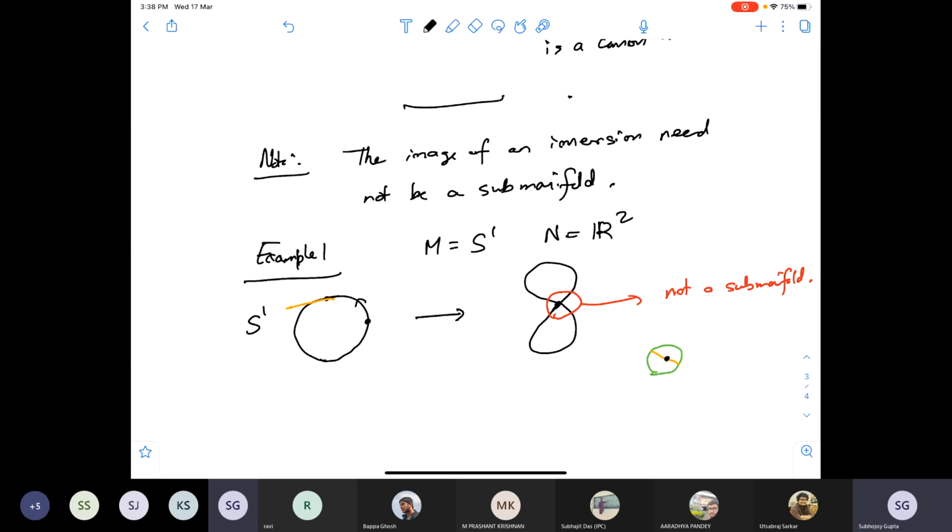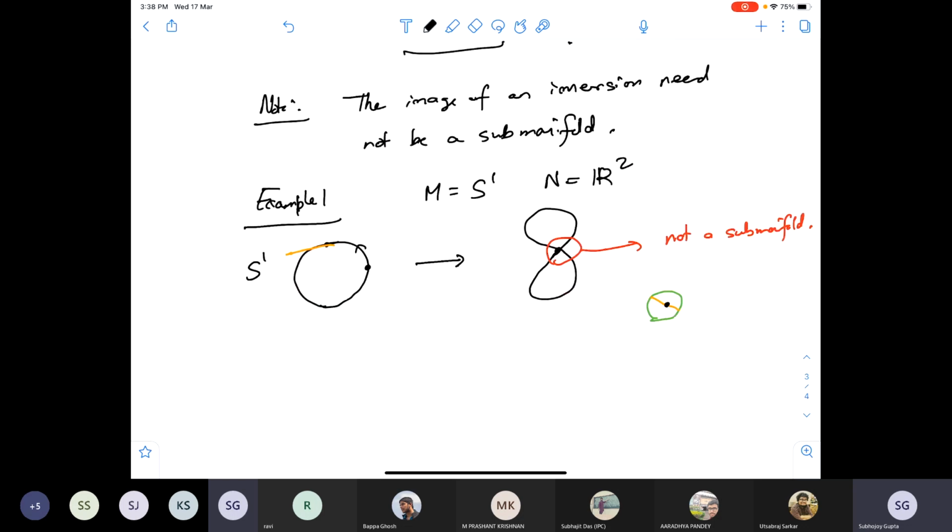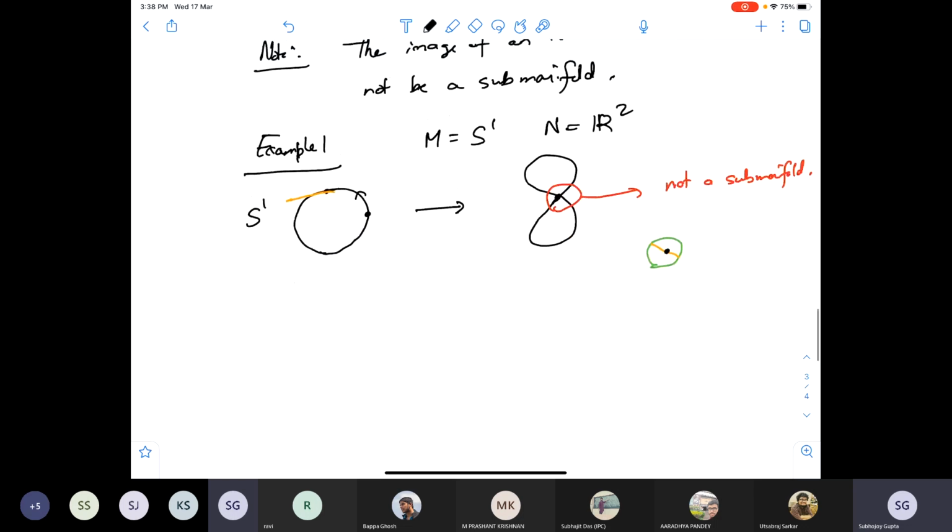But here you don't see this picture. You can prove it in various ways. This subset is not locally Euclidean at that point in the center, so you don't have a neighborhood in which it is an interval. So this is not a submanifold. This is one example, and let me give you another example before talking more about example 1.